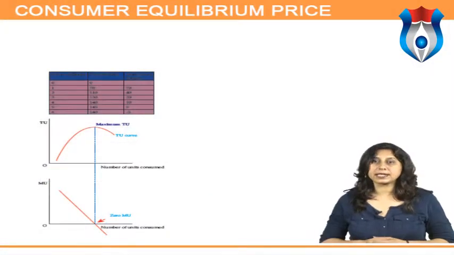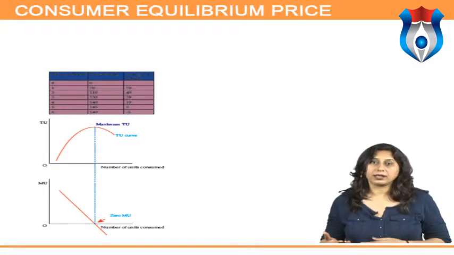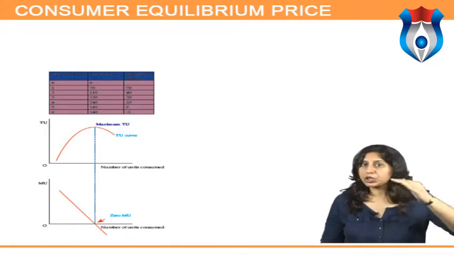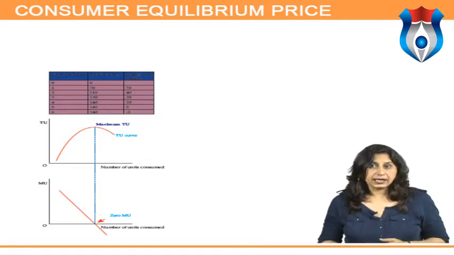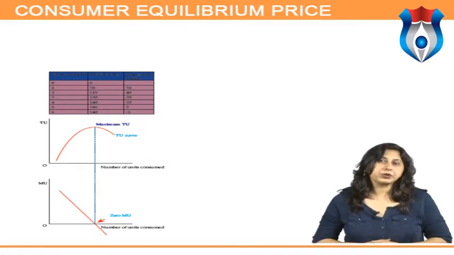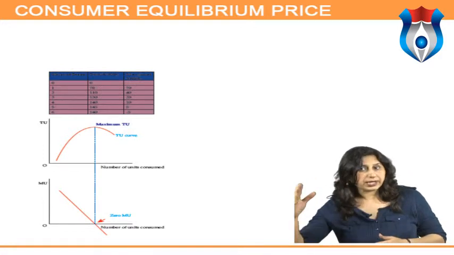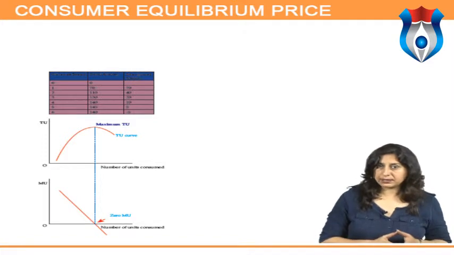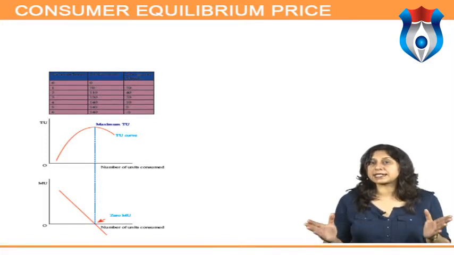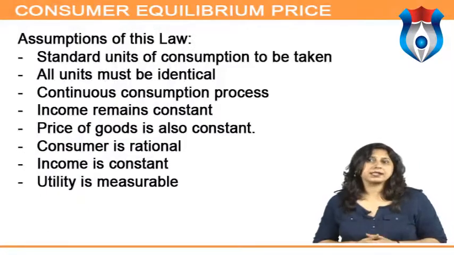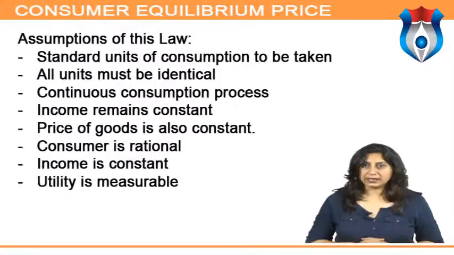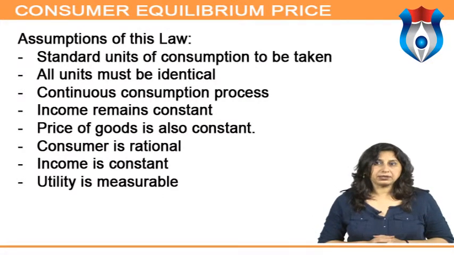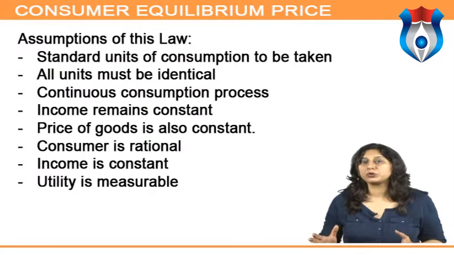If a consumer takes more and more units of a commodity, the additional utility he derives from an extra unit of the commodity goes on falling. Thus, according to this law, the marginal utility decreases with the increase in the consumption of a commodity. When marginal utility decreases, the total utility increases at a diminishing rate. There are certain assumptions of this law, such as the units of consumption must be in standard units. Example, a cup of tea, a bottle of cool drink, etc.